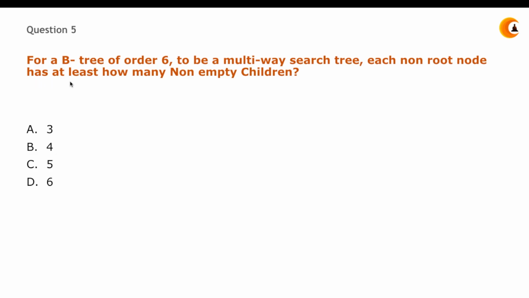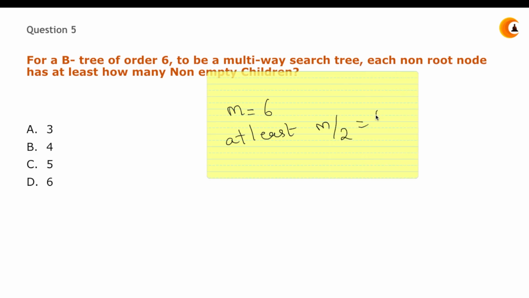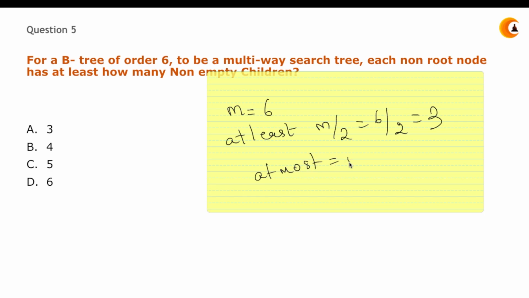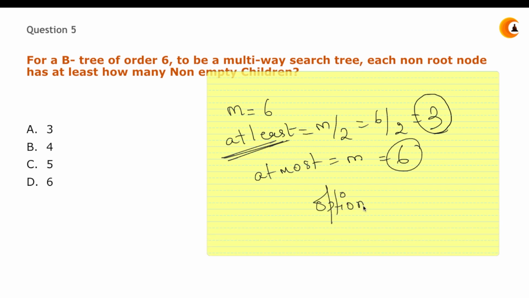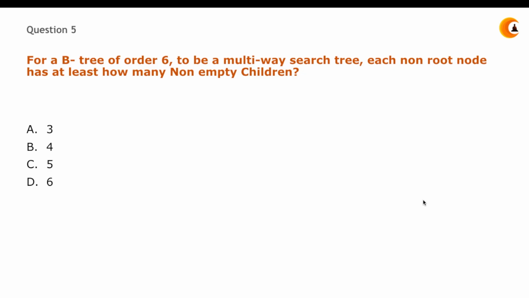Okay, so if we read the question, it is asking us for at least. So here what is the order? Order is 6, so m is equal to 6. For at least it is m by 2, so 6 by 2, the answer will be 3. Had it been at most, then it is directly equal to the order of the tree, so your answer would have been 6. Since the question asks for at least, our answer will be 3. That is option A. It's very simple like this. So always understand there are certain tricks and certain formulas with which you can find out the least and the most. You need to remember them.